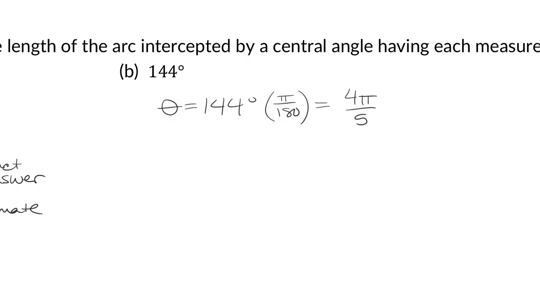You should get 0.8 for this. 0.8, which is 4 over 5, yeah, because we want it in fraction form for radian measures. It's just usually how it's written.